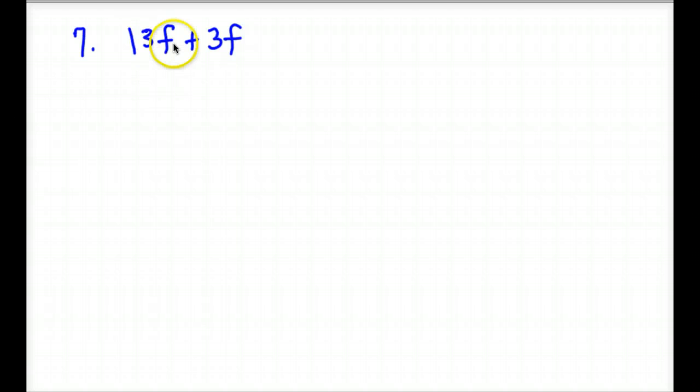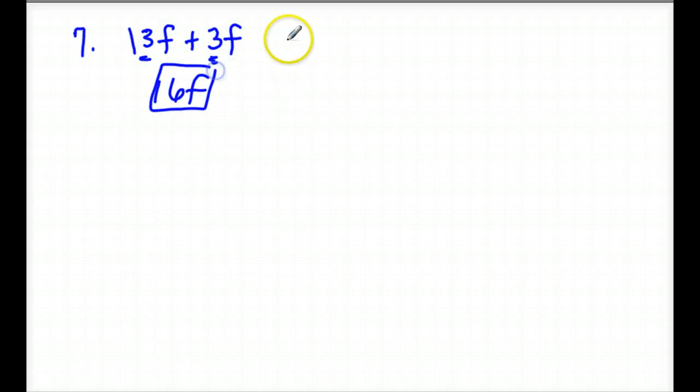Okay, so for number 7, we have 13f plus 3f's. Since these are like terms, our variable is f. There's no exponents on either one of these, so we can combine them. How do we combine them? Well, we say there's 13f's over here, and there's only 3f's over here. 13 plus 3 is 16f. And that is our final answer.